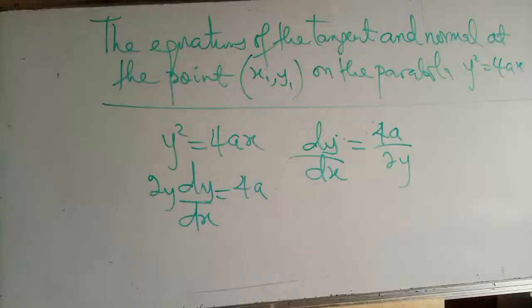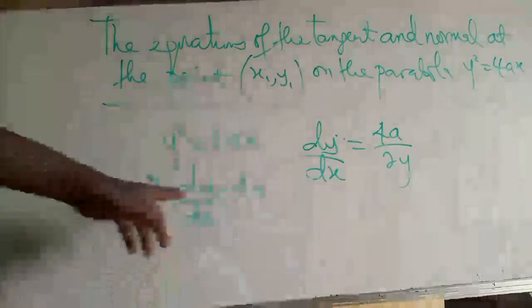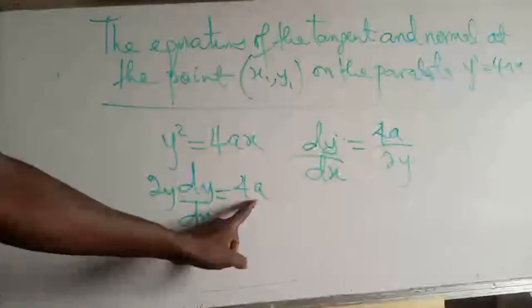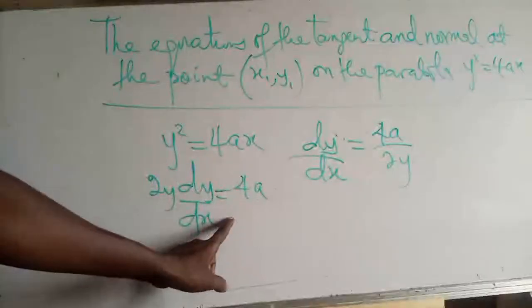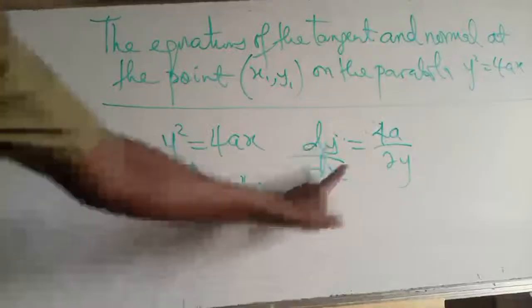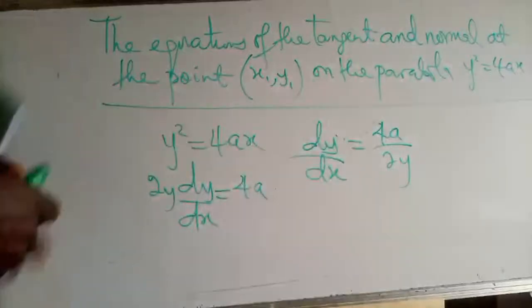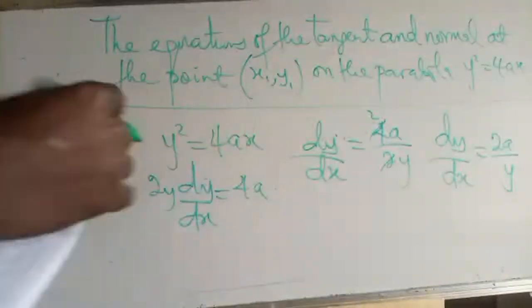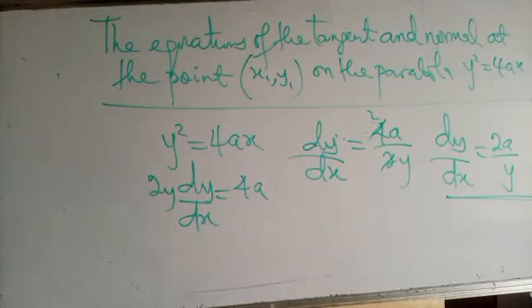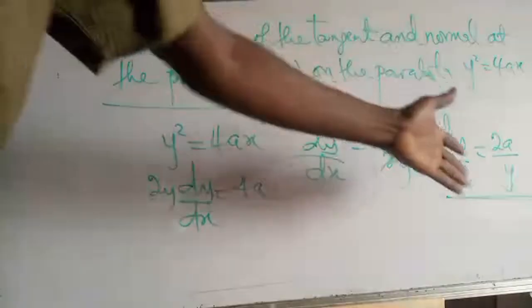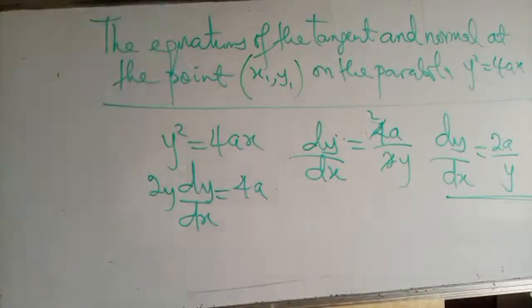Now, what I said last time is that you have gotten 2y dy/dx equals 4a. You now make dy/dx the subject of the formula, so you divide both sides by 2y. So it will be dy/dx equals 4a over 2y. With that, we get dy/dx is equal to 2a all over y. That 2a over y is your slope along the tangent line, because dy/dx is the same thing as slope, the gradient. They are the same thing. So we have gotten that.